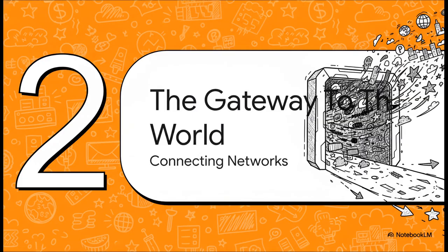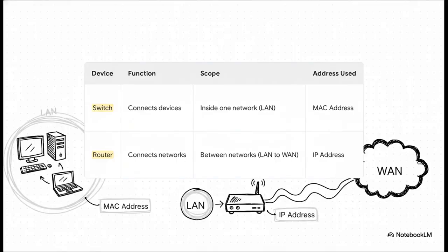Okay, so the switch is the expert at handling all the local conversations. But what happens when your data needs to leave your house and travel out onto the internet? For that, it needs to go through a completely different kind of device, a gateway to the wider world. And this, right here, is the main event. This is the core difference between the two. A switch's entire job is to connect devices together, but only inside one network, your LAN. And it does that using those permanent MAC addresses.